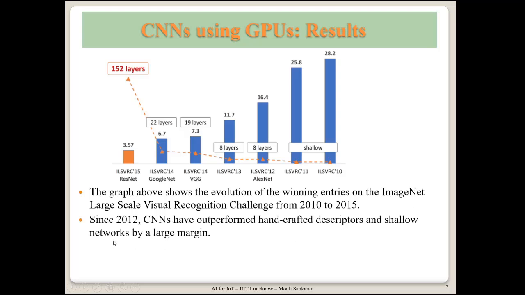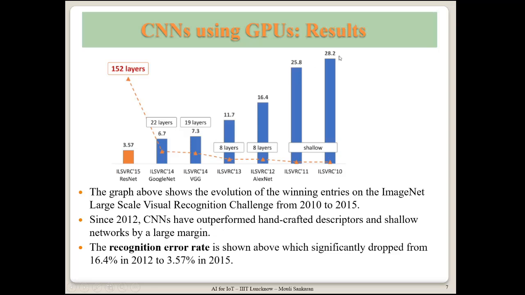Okay, now let me explain what the numbers are. Since 2012, they started introducing convolutional neural networks. They outperformed the handcrafted implementations of image classification by a huge margin. Okay, but they had shallow networks. They used these earlier because the problem was they didn't have the hardware to run neural networks with multiple layers. So they were having shallow layers. That means only 8 layers they were implementing.